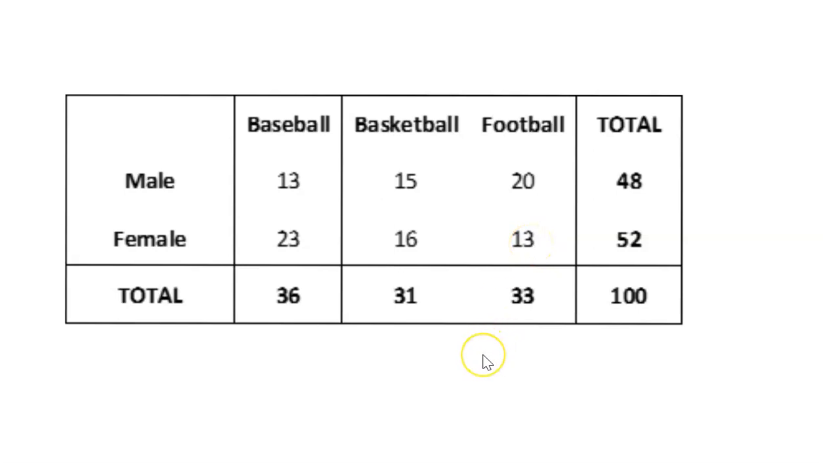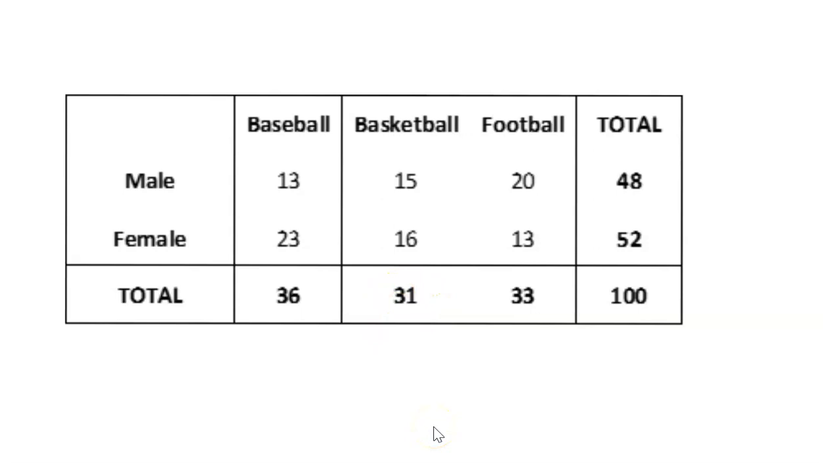Okay, how about if I were to ask you how many people in total like basketball? When I say how many people in total like basketball, I'm asking you how many men and women like basketball. So I'm going to go over to the variable basketball, and I'm going to go down to the total number, right? Because I want to include the males and the females. So in that case, how many people in total like basketball? The answer is 31.